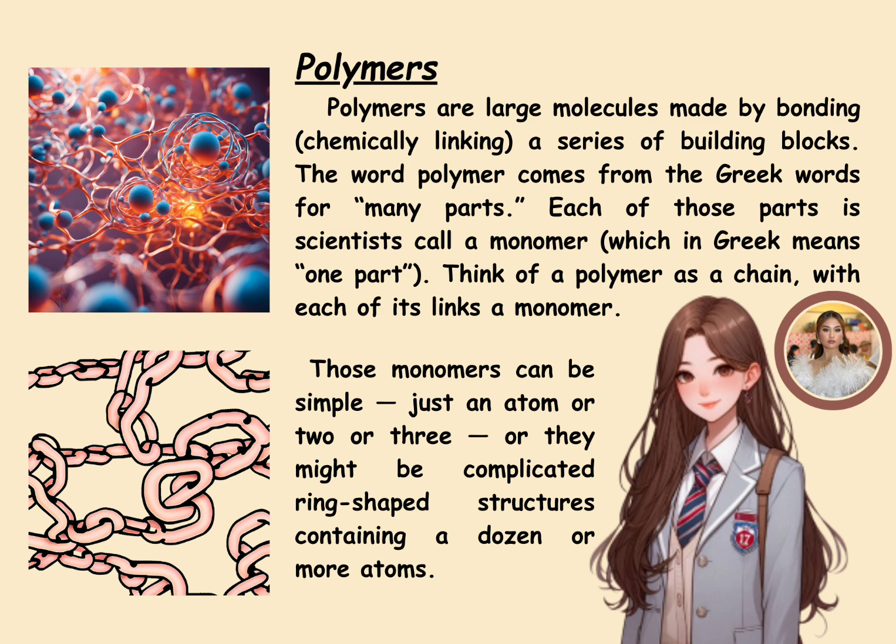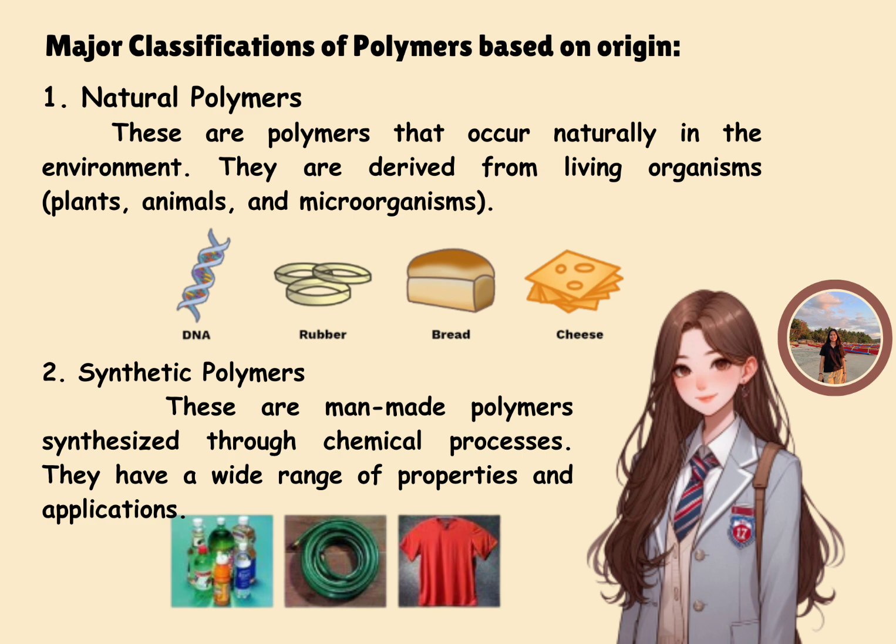Those monomers can be simple, just an atom or two or three, or they might be complicated ring-shaped structures containing a dozen or more atoms. Major classifications of polymers based on origin. 1. Natural polymers. These are polymers that occur naturally in the environment. They are derived from living organisms such as plants, animals, and microorganisms. 2. Synthetic polymers. These are man-made polymers synthesized through chemical processes. They have a wide range of properties and applications.